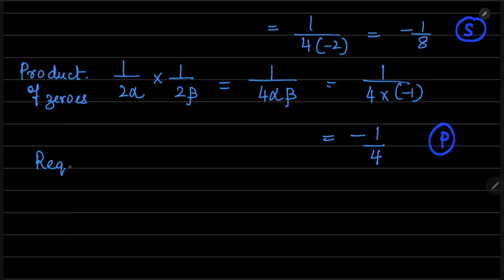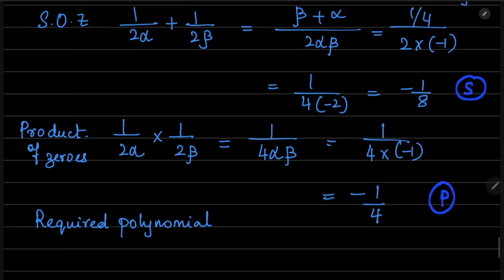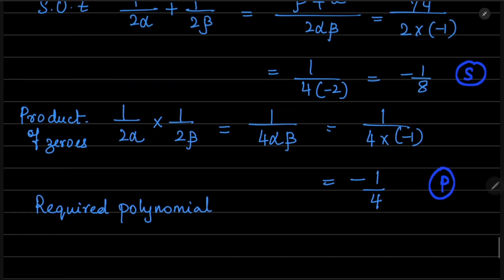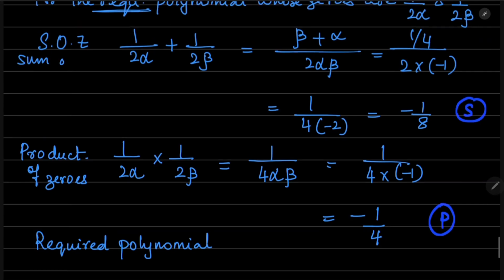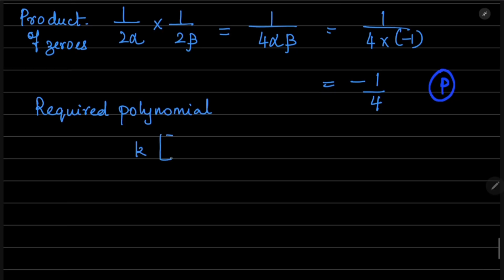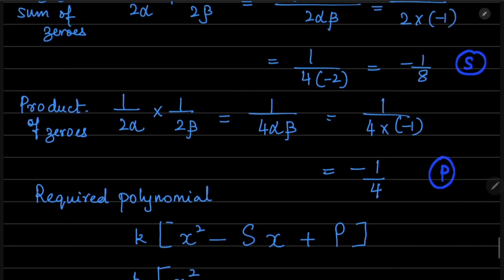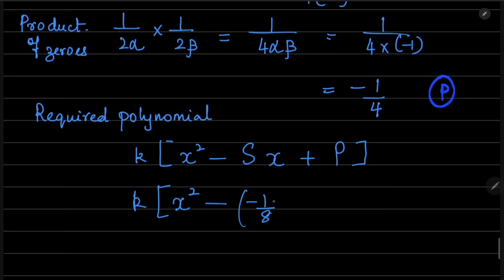So the required quadratic polynomial formula will be, if you know the sum and the product of zeros, k multiplied by x square minus sum of the zeros into x plus the product of the zeros. So k multiplied by x square minus, what is the sum of the zeros? Minus 1 by 8 into x plus the product, which is nothing but minus 1 by 4.